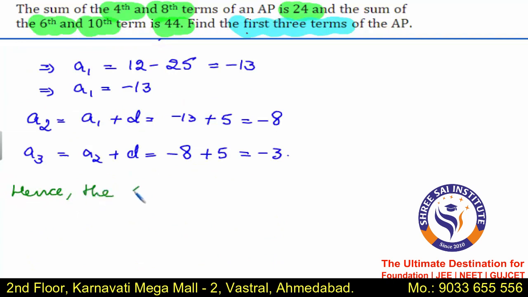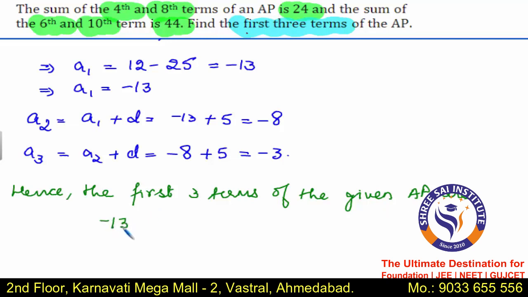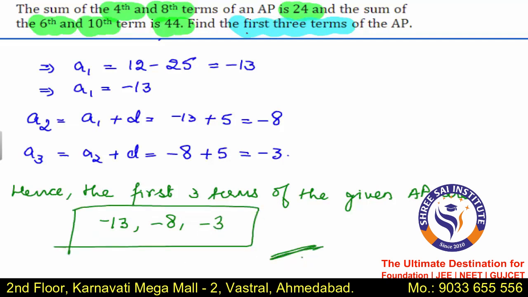Hence, the first three terms of the given AP are minus 13, minus 8 and minus 3. This completes the solution.